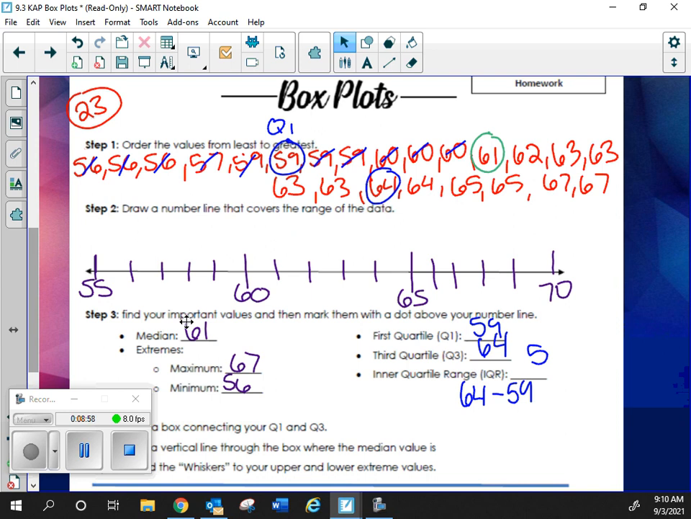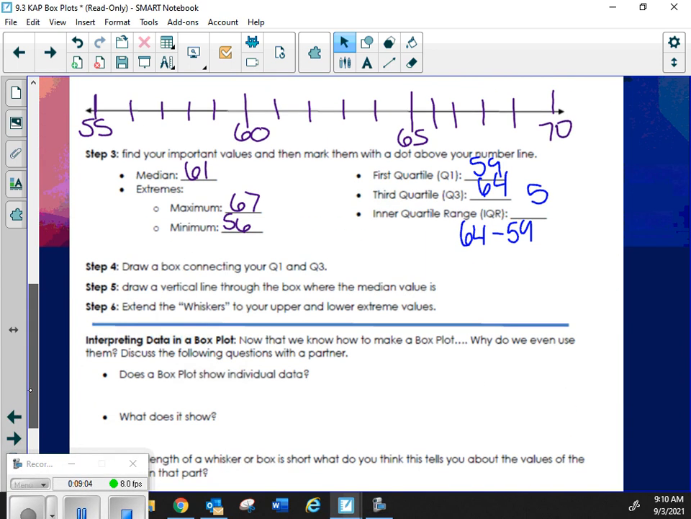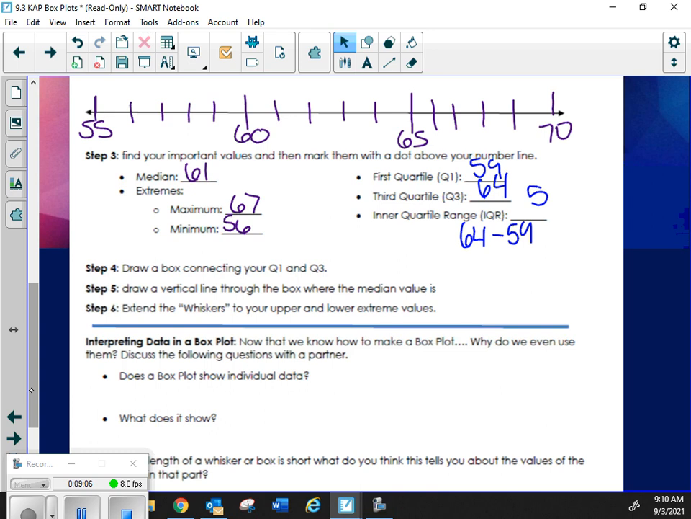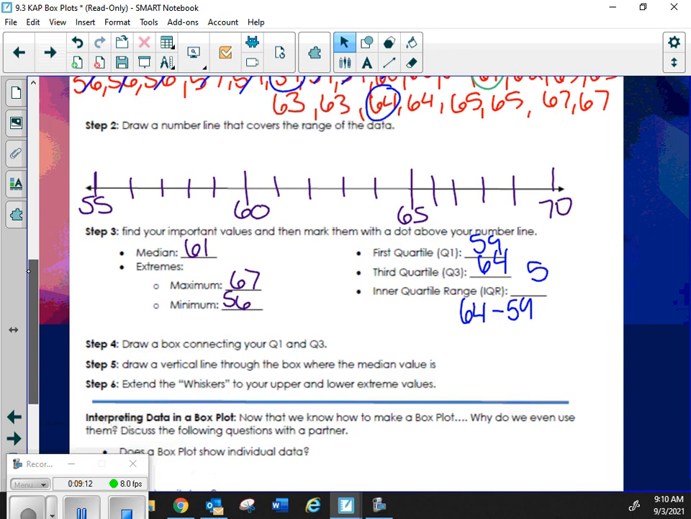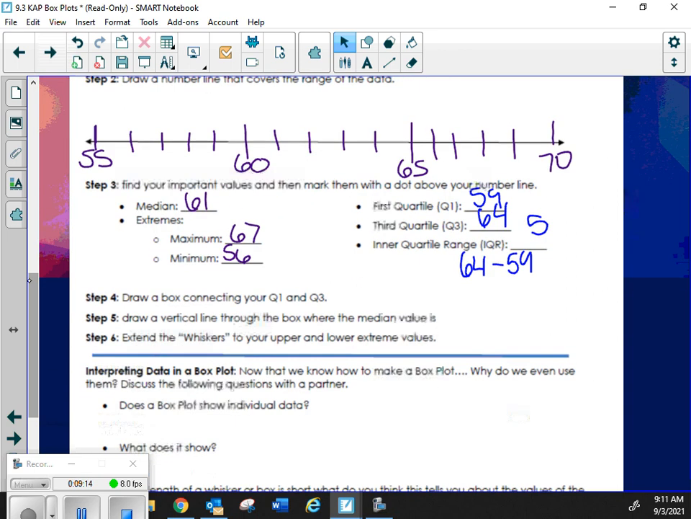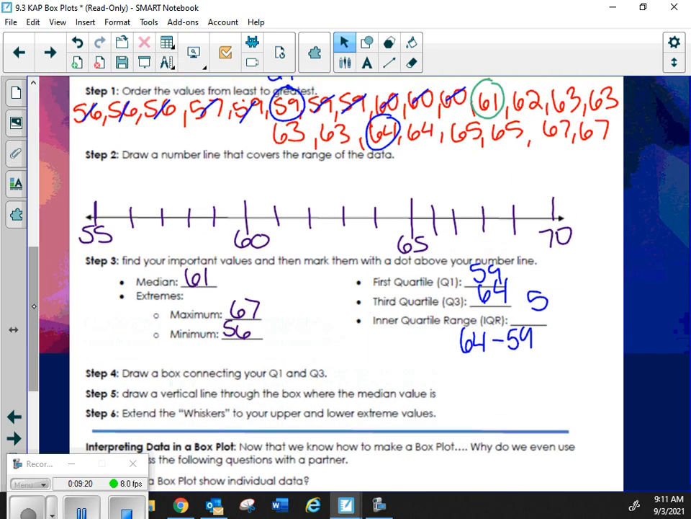Very good. All right. So we're almost there. We did the bulk of our work. Now we just need to plot that. Okay. So step 3 for making a box plot. Okay. So let's go through. Step 1 was ordering them. Step 2, making a number line that covers all of our numbers. Step 3 is the one that takes the most work. It's finding all those values. We now need to mark them with a dot above our number line. So let's go ahead and do that.